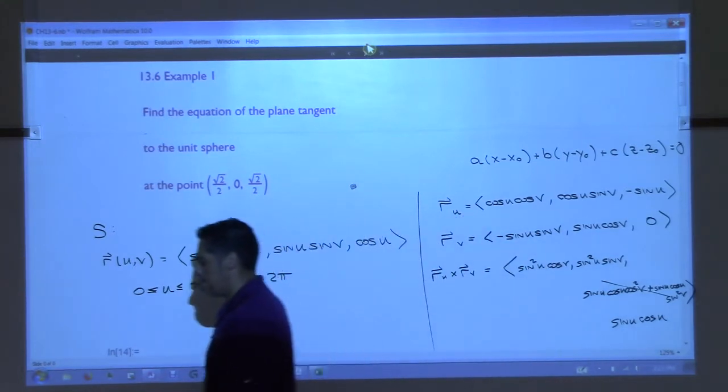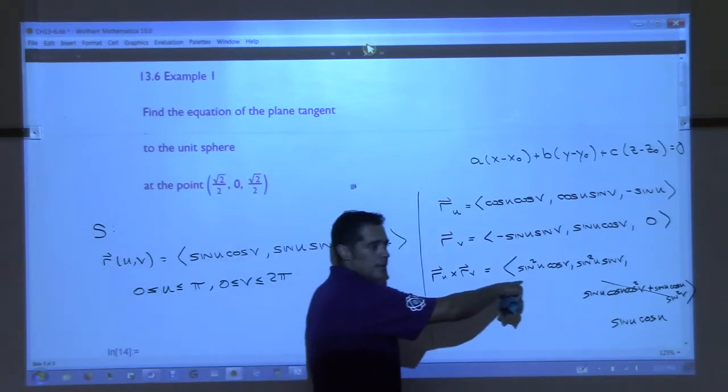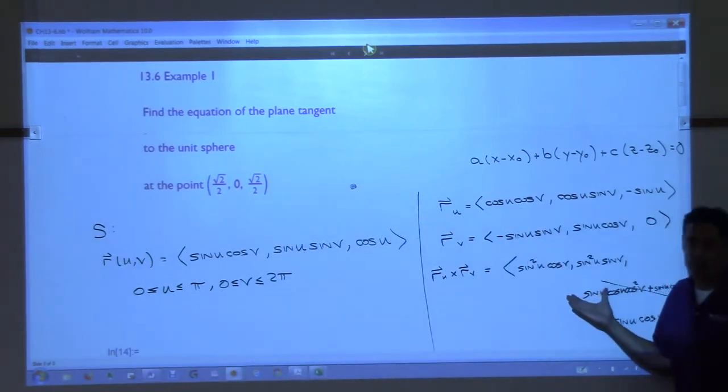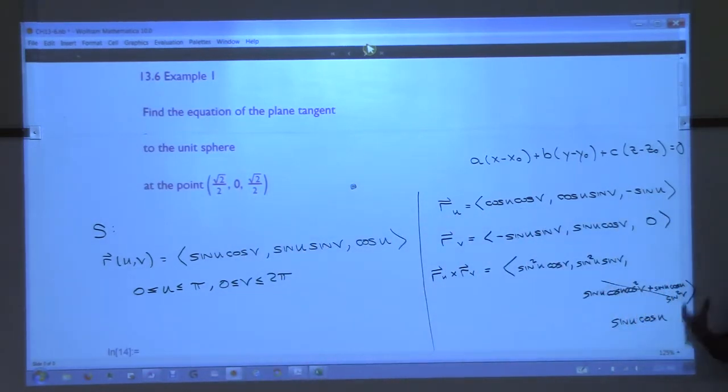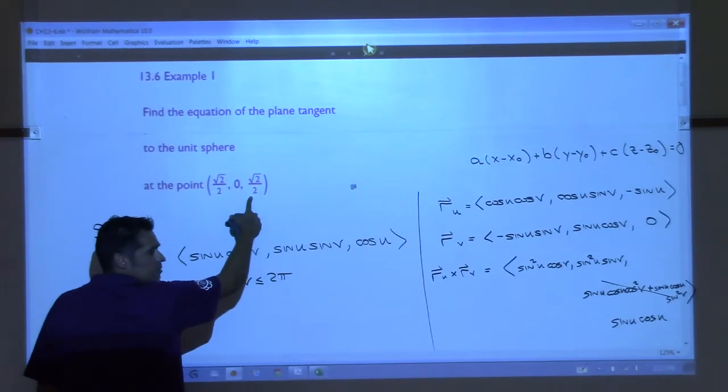Now, we're trying to find ABC, right? So how are we going to find ABC? This is the normal vector, right? But you have to tell me where we are. Like, where are we on the surface, right? We're at the point root 2 over 2, 0, root 2 over 2, right?